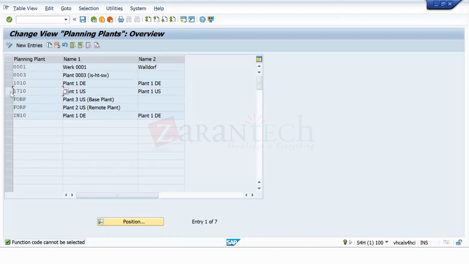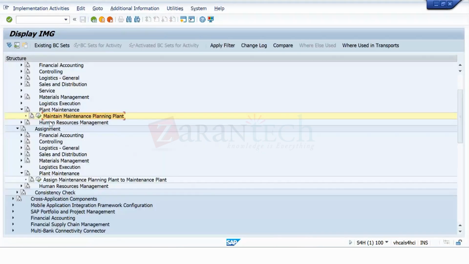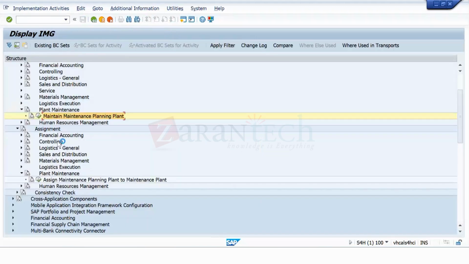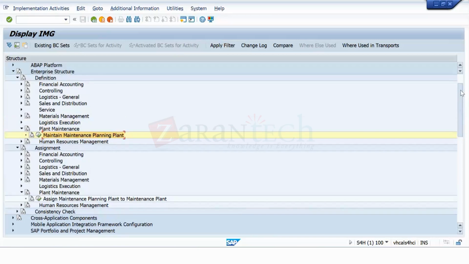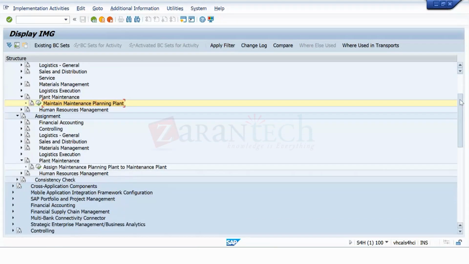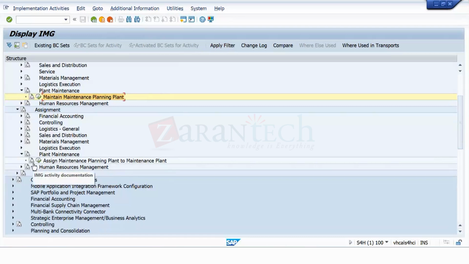And see, the terminology here completely says maintenance planning plant. All the plants that are going to be involved in plant maintenance, it could be a maintenance plant or a planning plant, you must define that here. Currently here, all our plants are planning plants. When we go to the next node, this is the definition part. We have started defining our things. Enterprise structure, definition, maintenance planning plant. Now we are going for the assignment part. Okay. Now what we will do, we will assign.